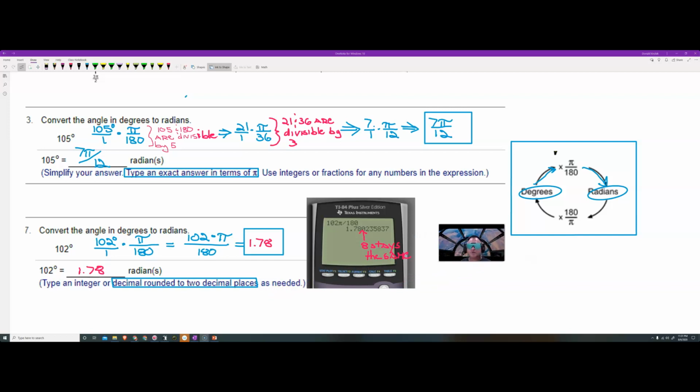All right, here are your two solutions. Number 3, 7 pi over 12. And the next one was to the nearest 2 decimal places, 1.78. And that was using the calculator because of these instructions, round to the nearest decimal, 2 decimals.